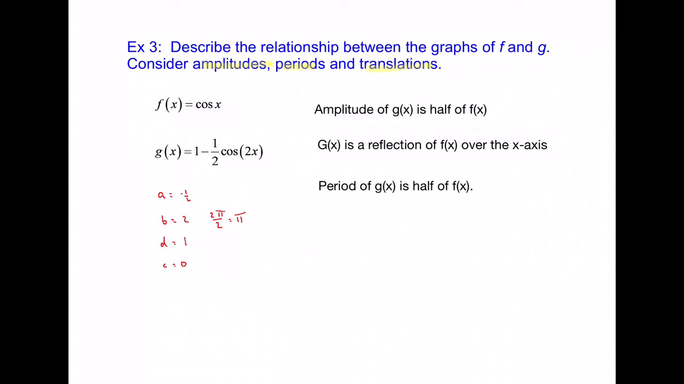And then the last one, with d, the 1 represents the vertical shift, so it shifted 1 unit up from the function f of x. So that describes all the different things that the question asks, the amplitudes, the periods, and the translations from the parent function f of x to the new function g of x.